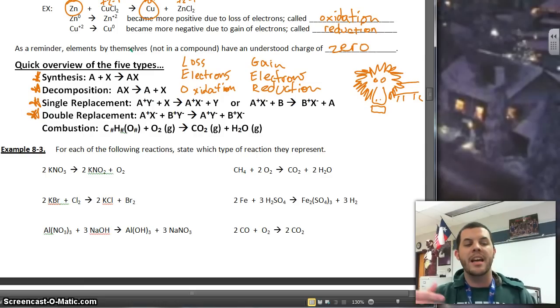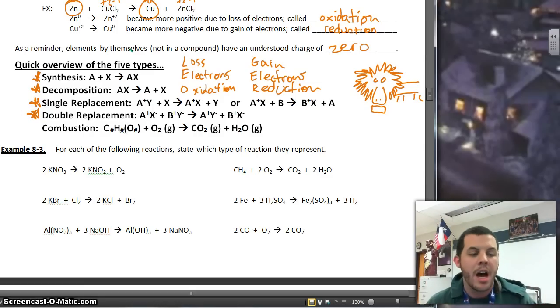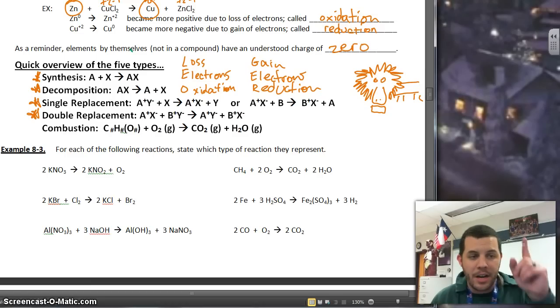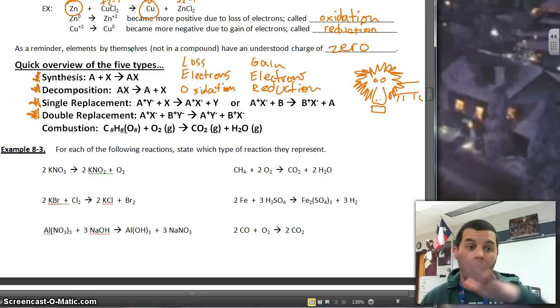Lastly, you've got a combustion reaction. I don't have anything fun like this for combustion reactions, but nonetheless, a combustion reaction is where you have a hydrocarbon or an oxyhydrocarbon. Remember what a hydrocarbon is from last semester? That's an organic compound made of carbons and hydrogens, or an oxyhydrocarbon made of carbons, hydrogens, and oxygens. You're always going to have the same situation.